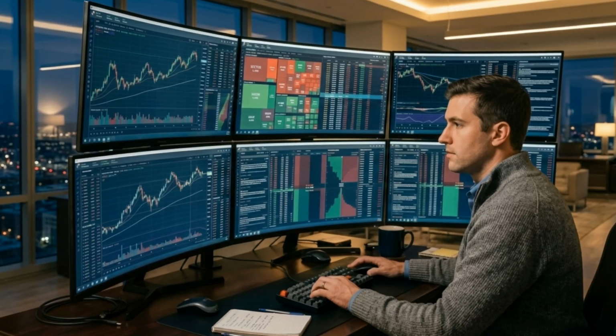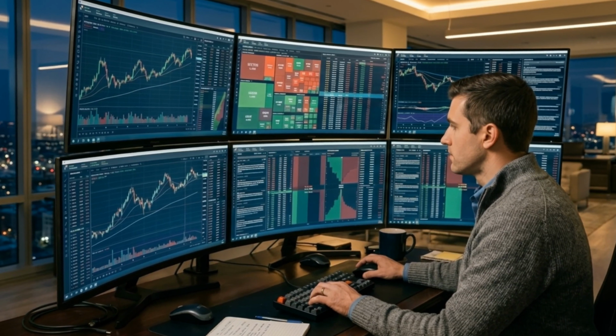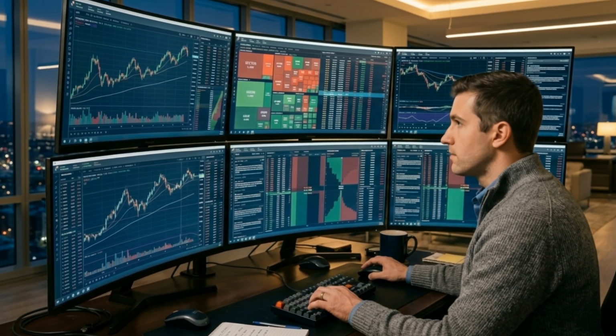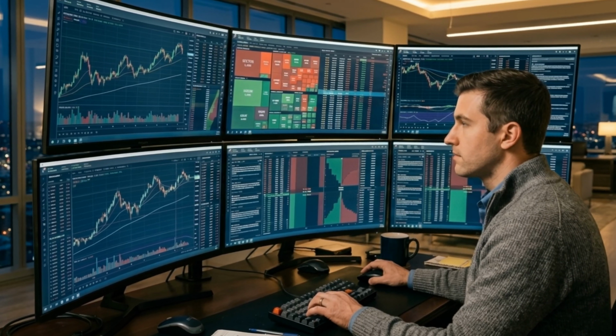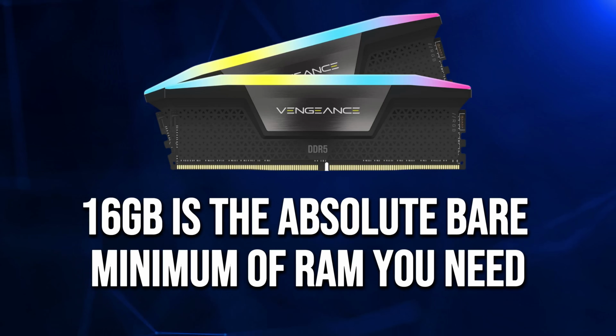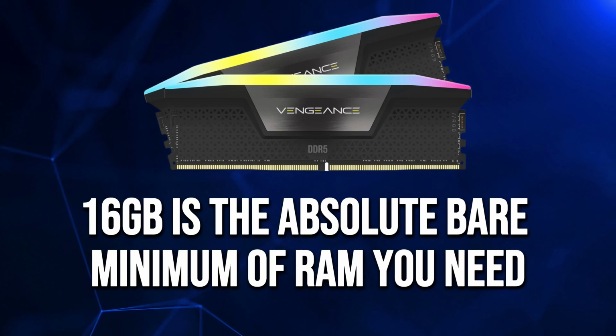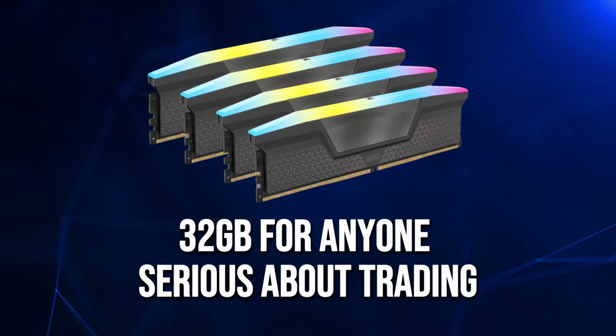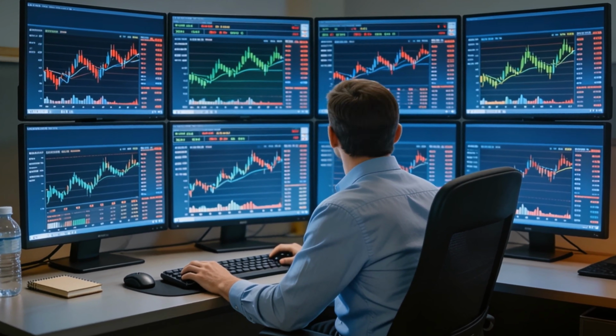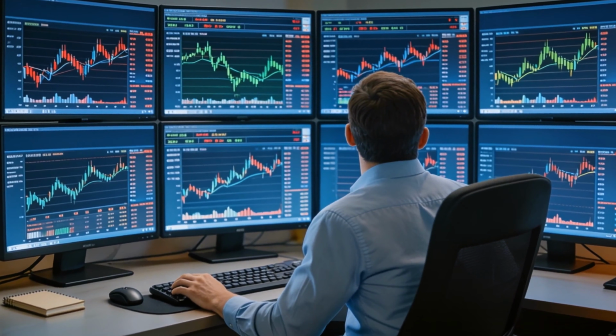Fix number 1 issue, RAM. If you're running Thinkorswim with charts, studies, and a watch list, level 2, and maybe another platform alongside of it, 16 gigs is the absolute bare minimum of RAM you need. And frankly, with 16 gigs, you're just scraping by. I recommend 32 gigs for anyone serious about trading. 64 gigabytes is not a bad idea if you're running multiple platforms like TOS and NinjaTrader at the same time.